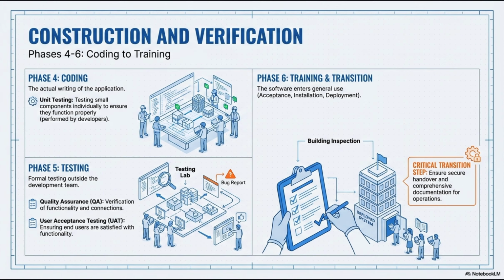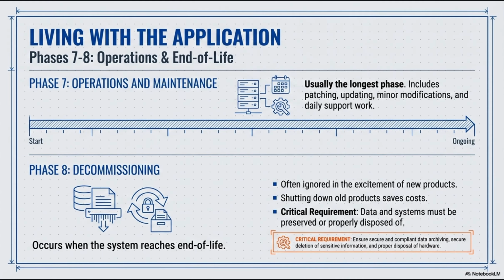And they would also have UAT, which is user acceptance testing, which is where you ensure end users are satisfied with the functionality. And then phase 6, after the software enters general use, that is after acceptance, installation, and deployment, you would ensure you securely hand over comprehensive documentation for these day-to-day operations, so that while they install it, if there's any hiccups, they know how to deal with it.